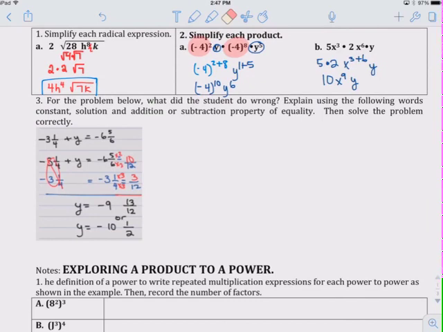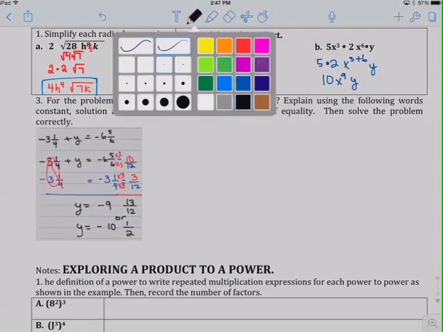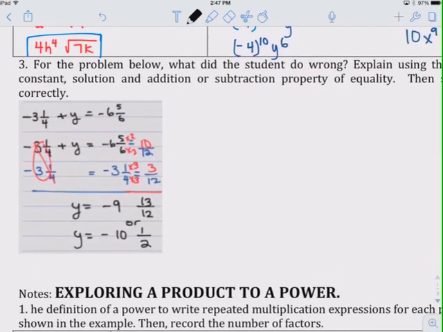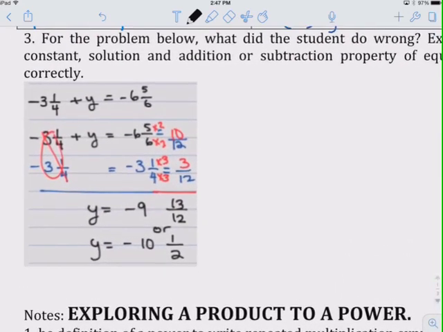Okay, what did they do wrong? So let's go ahead and do the problem. We have -3 1/4 plus y equals -6 and 5/6. The first thing you need to do is decide which one gets to be 0. Either -3 1/4 or -6 and 5/6. Which one gets to be 0?